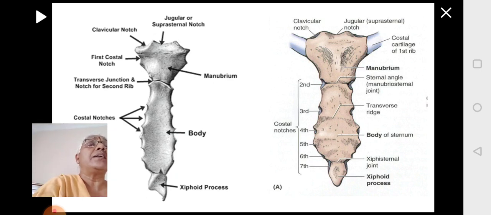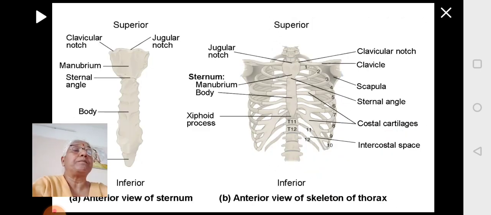Then you have the xiphisternal joint, where the xiphoid process is getting attached to the body of the sternum. You call it a xiphisternal joint, and in the end you have the xiphoid process. So this is the structure of the sternum, that is the breastbone.